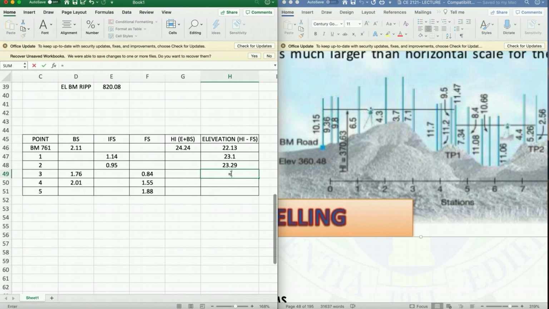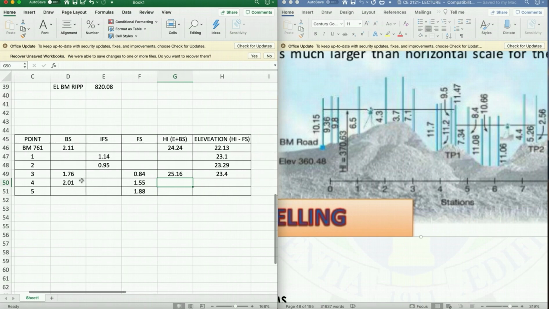So, we have here the elevation or the height of the instrument minus the foresight. Minus the foresight here. And you have there the elevation. Now, what would be the height of the instrument? Okay? The height of the instrument, ito na yon. The height of the instrument would be elevation plus the backside. Okay?